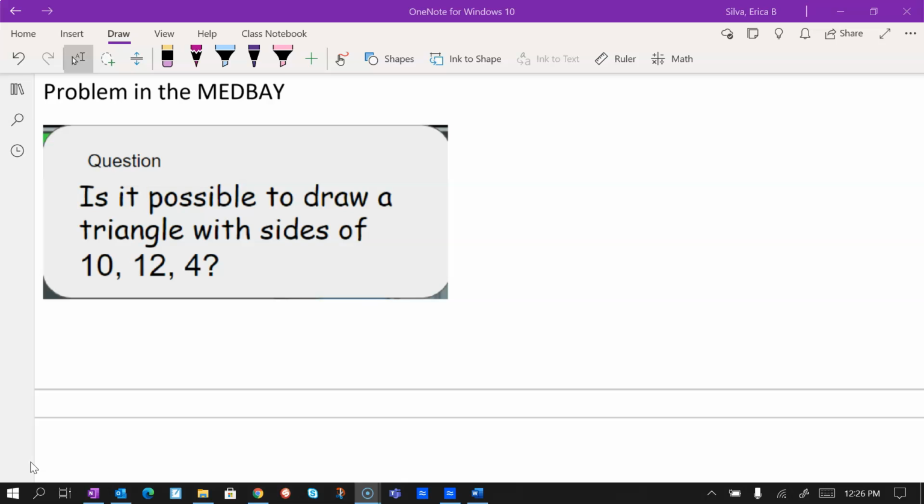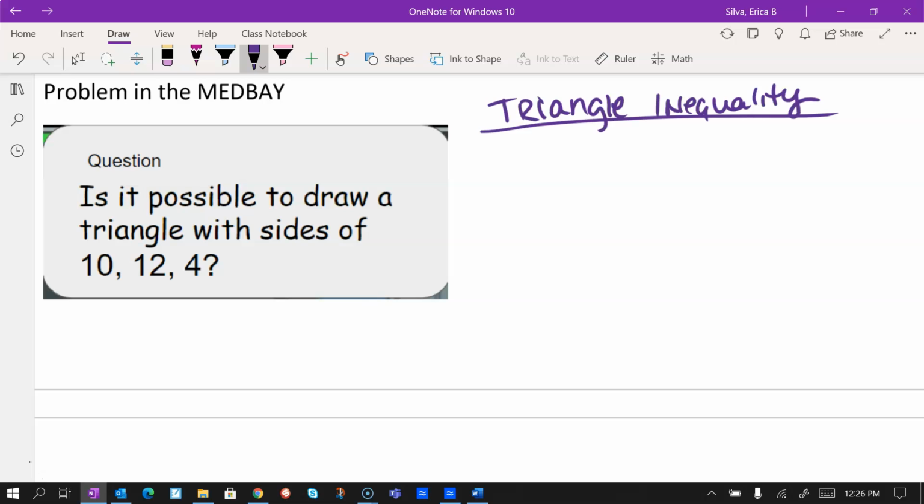The next problem is in the med bay. Is it possible to draw a triangle with sides of 10, 12, and 4? For this one, we're going to use the triangle inequality theorem. It says that the sum of two sides has to be greater than the third side. So for the first one, we have 10 plus 12, and that needs to be greater than 4. And 10 plus 12 is greater than 4.